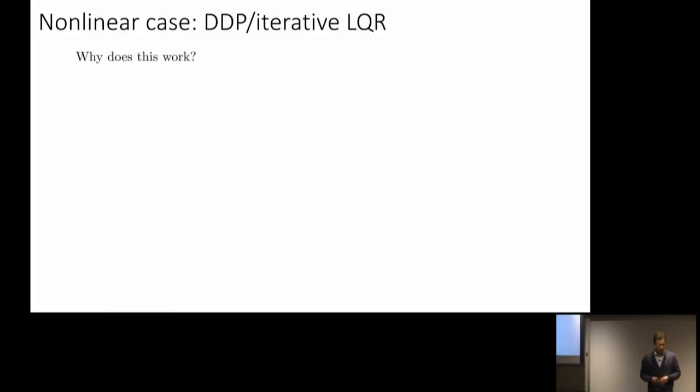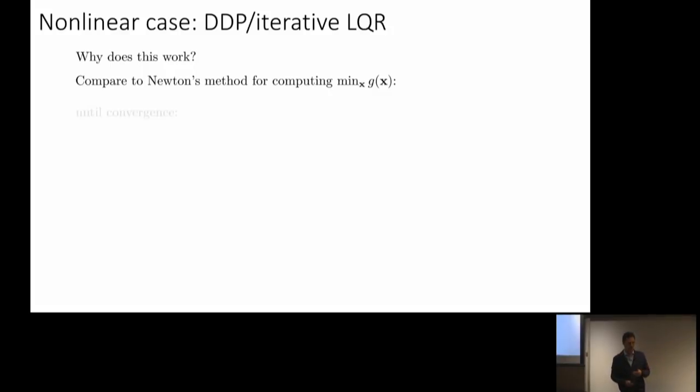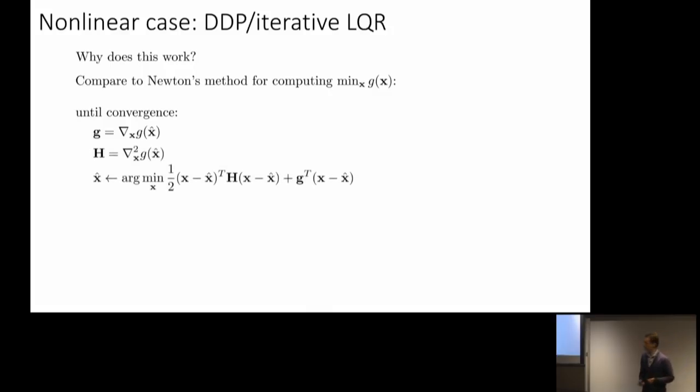Now, why does this work? Why is this a good idea? Well, it works because it's actually doing something that's extremely similar to Newton's method. So hopefully many of you remember Newton's method, but as a quick refresher, Newton's method does the following until convergence. You're at some point x, you evaluate the gradient, you evaluate the Hessian, and then you compute a new x, which is the arg min of this quadratic approximation to your function. That's what Newton's method does.